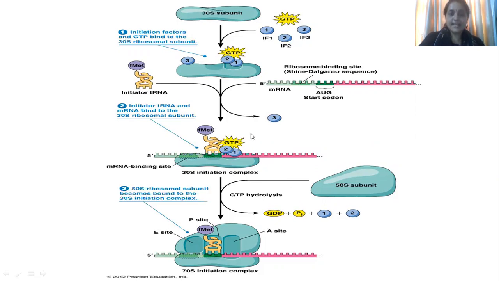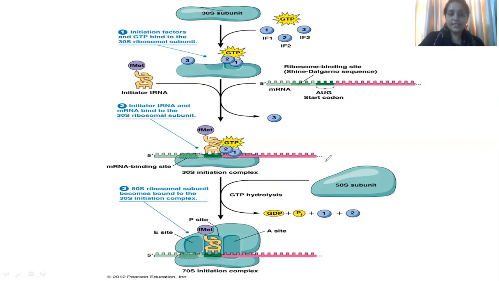Now, as IF3 is released, the 50S subunit will come over here, and the GTP, which has come with initiation factor 2, is going to be converted to GDP. So GTP is converted to GDP, and this 50S subunit is going to form a 70S initiation complex.